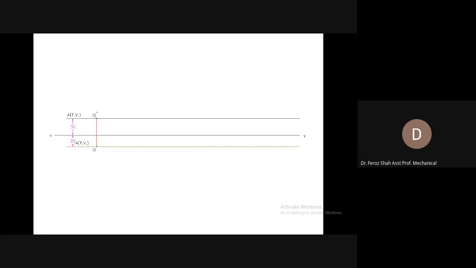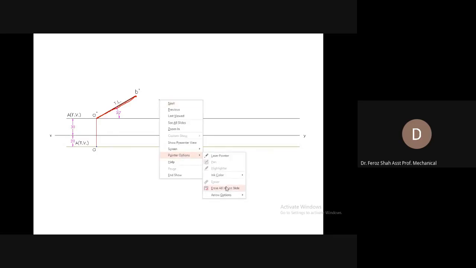So you have got the front view of end A, and end B will be the other end of the line. You are given the hint that the line is inclined at 30 degrees to the horizontal plane. So make it 30 degrees with the XY reference line and draw a line of 80 mm that would end at this position. This end would be called end B, and its front view would be denoted with B dash.